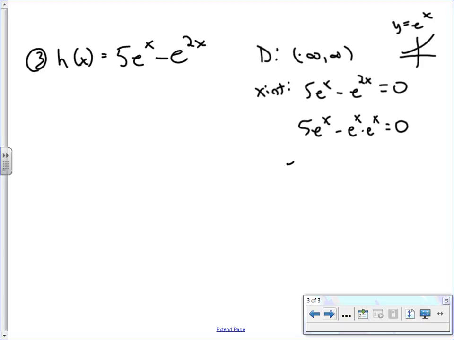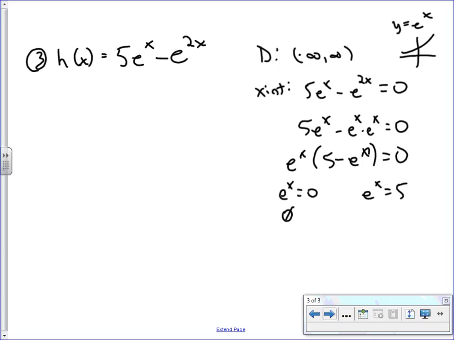But this is a little tool that's going to show up. What can I factor out of this? e to the x. And I think that's not immediately obvious, and you can work with e to the x and e to the 2x a little bit. So, e to the x equals 0, or e to the x equals 5. Here's your graph, here's e to the x. Does it ever equal 0? Nope.